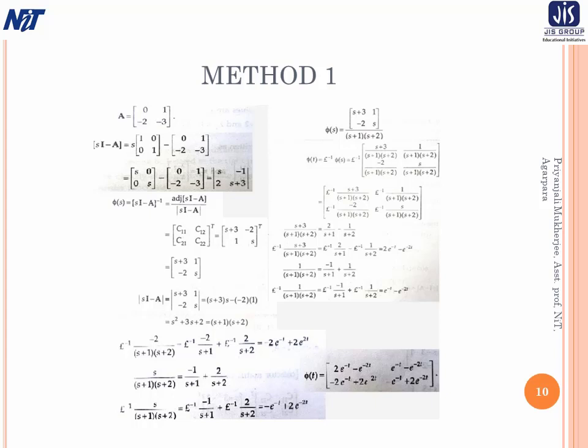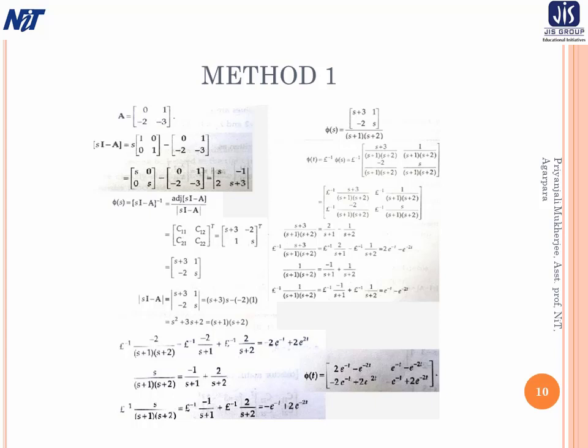So to find the Laplace inverse, we have to divide each term of the matrix by the determinant. So it will be (s plus 3) by (s plus 1) into (s plus 2), 1 by (s plus 1) into (s plus 2), minus 2 by (s plus 1) into (s plus 2), and then s by (s plus 1) into (s plus 2).